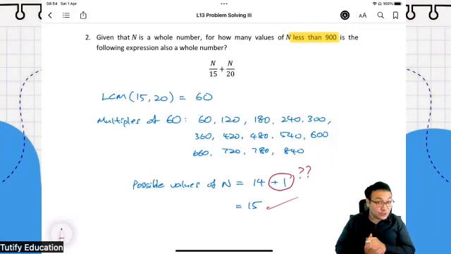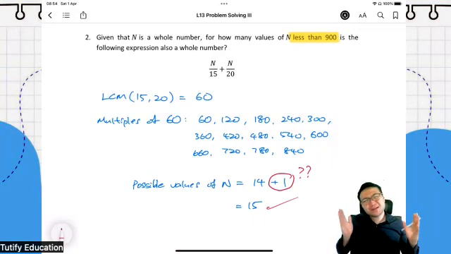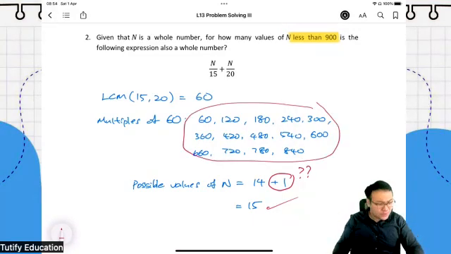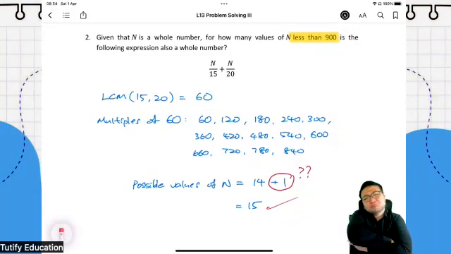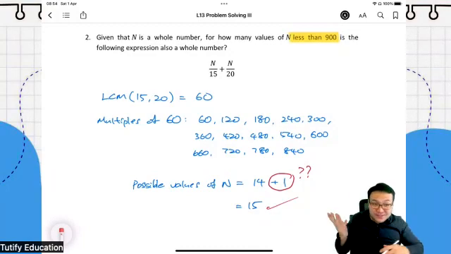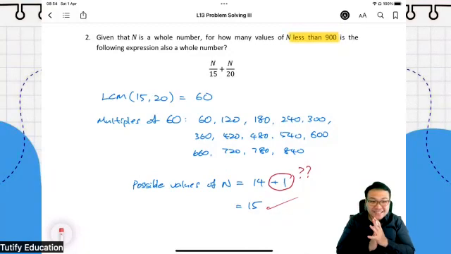If anybody wants to try, you can raise your hand. Why did I plus 1? But there's 14 here, right? So why did I plus 1? What is the extra value of n that we did not think about? Anybody knows? Nobody knows. 0.